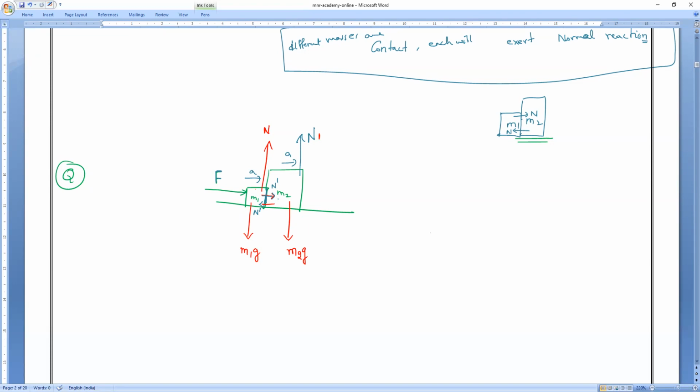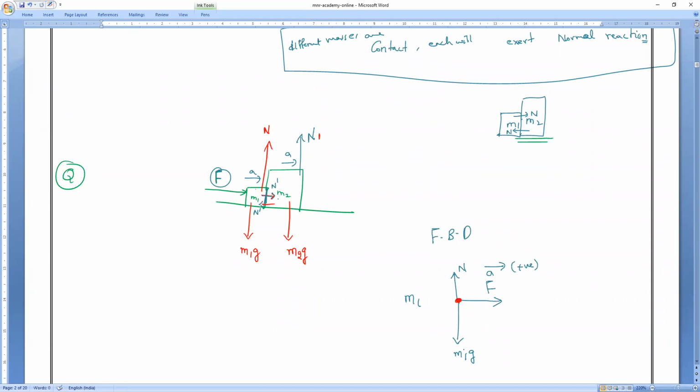Now consider only the free body diagram for M1. What are the forces acting? First, the upward force acting is normal, and the downward force is the weight M1G. And the forward force F is acting. Is F acting on the first body or the second body? F is acting on the first body, like this. So the acceleration is positive.